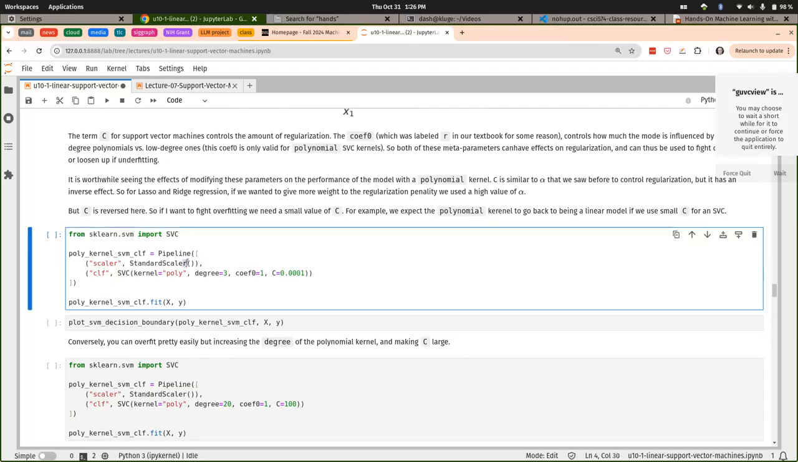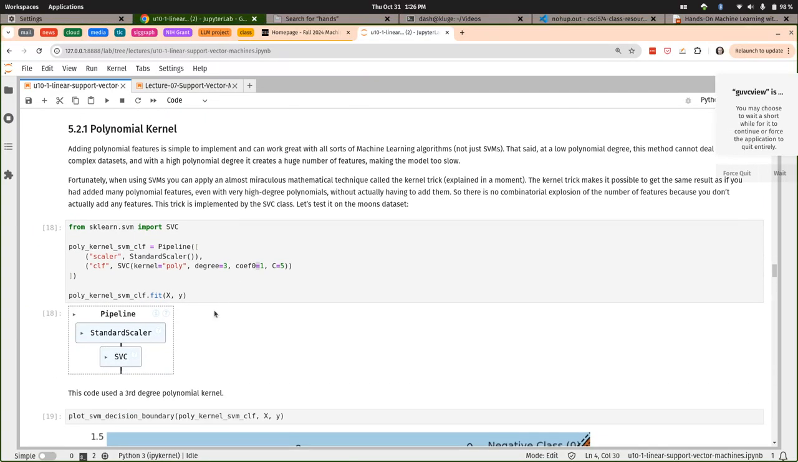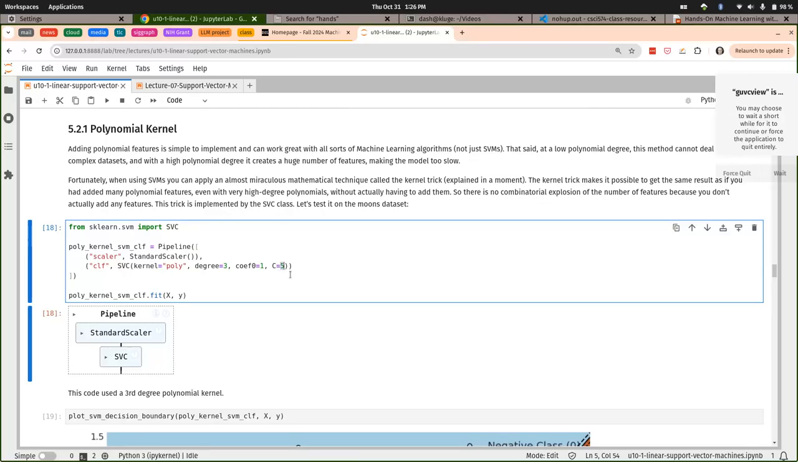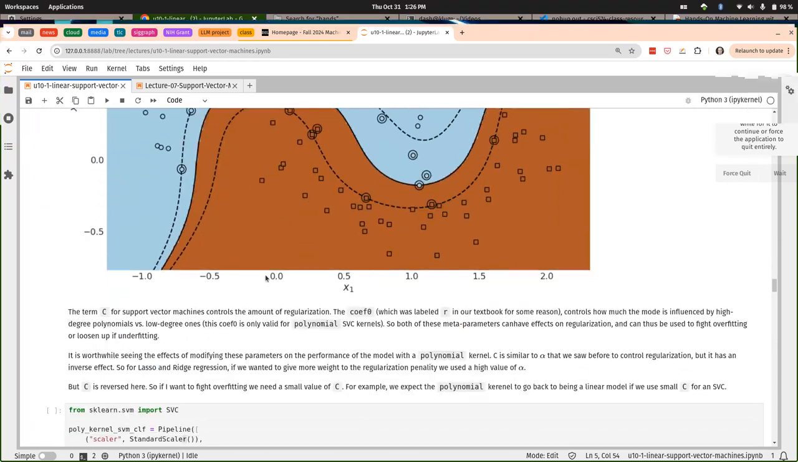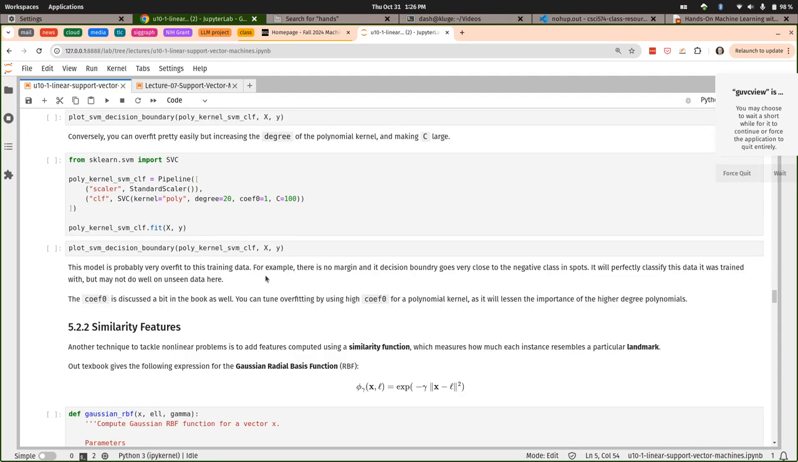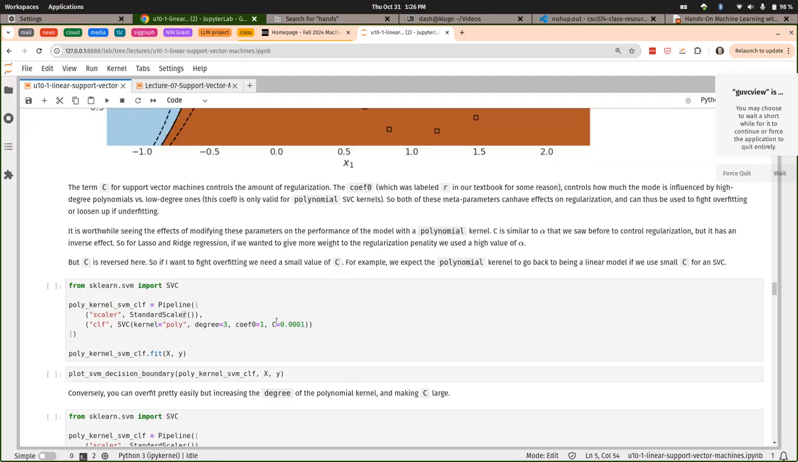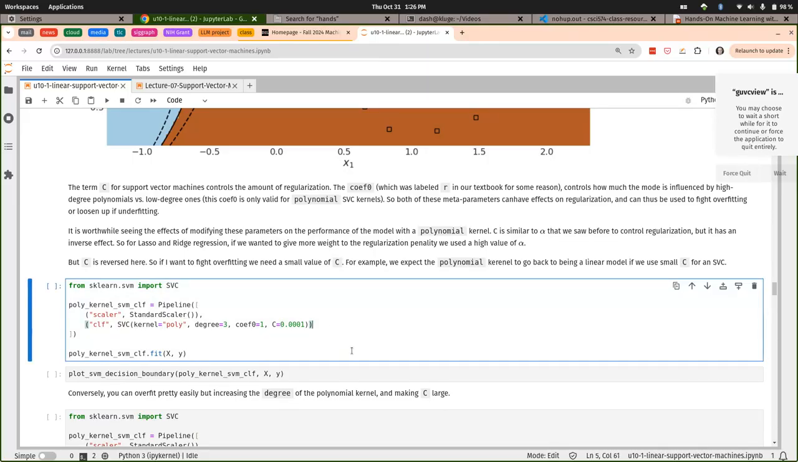So here are some more examples, trying to give you some intuition of what modifying, especially the C parameter, does. On the first one that we did here, we had a relatively reasonable version of C, like 5, so relatively higher. Again, remember this is reversed, so if we make it smaller, this is like fighting overfitting here.